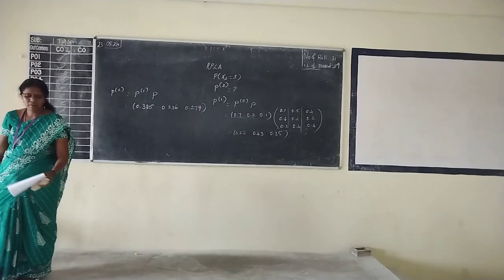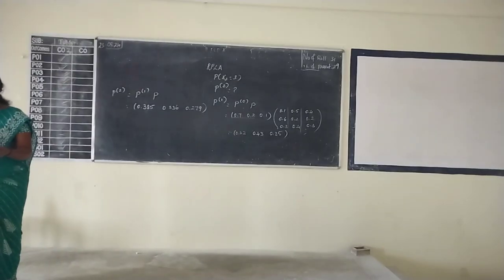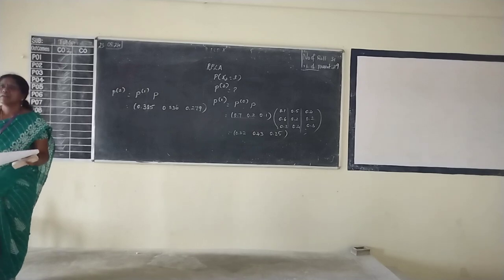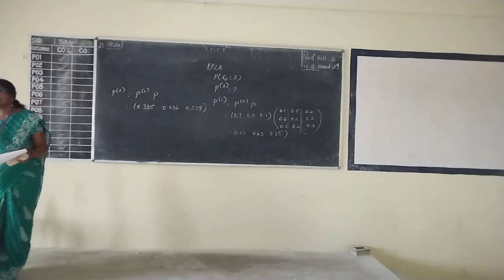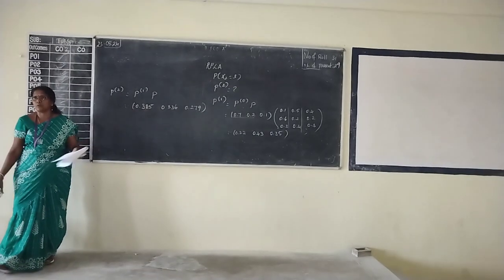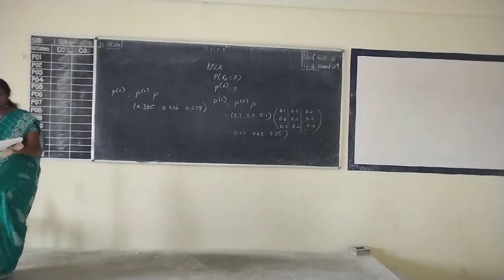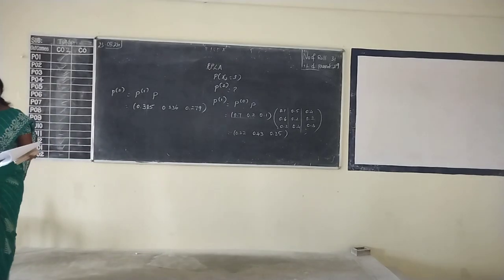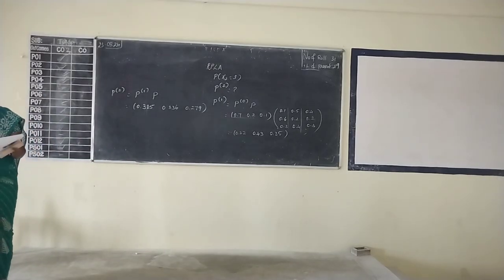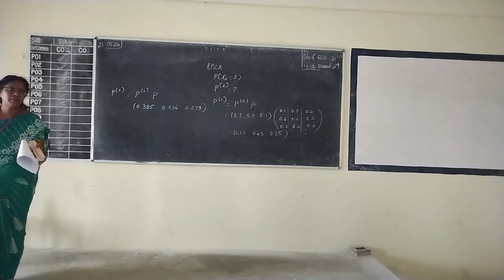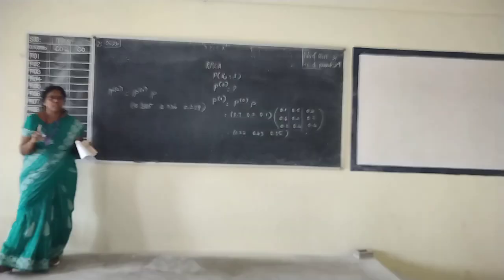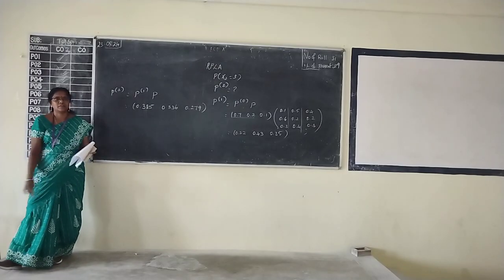Your answers will be 0.385. Simple calculation, now you will get 0.385, 0.336, 0.279. I told you already, to complete unit 2 itself I need one more day, 1.5 hours. Then only you can go into unit 3.